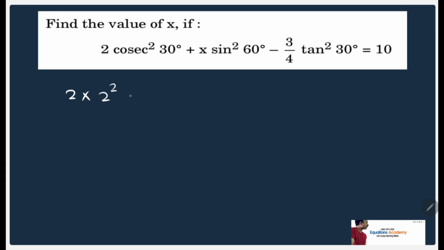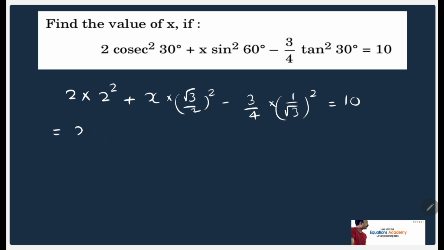2 into 2 square plus x into sin 60 is root 3 by 2. So sin square 60 will be root 3 by 2 whole square minus 3 by 4 tan 30, 1 by root 3. So tan square 30 will be 1 by root 3 the whole square equal to 10.